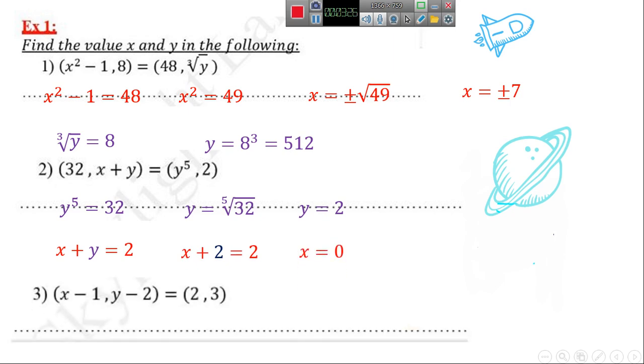One more question. x minus 1 equals the first component in the other ordered pair, 2, so x minus 1 equals 2, then x equals 3. And the second projection y minus 2 equals 3, then y equals 5.